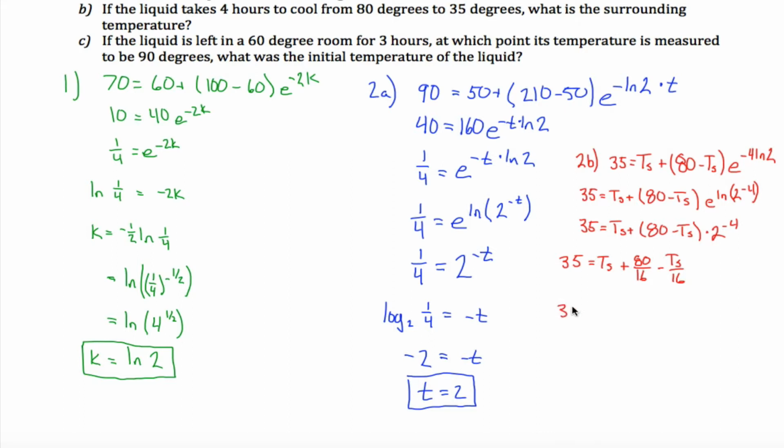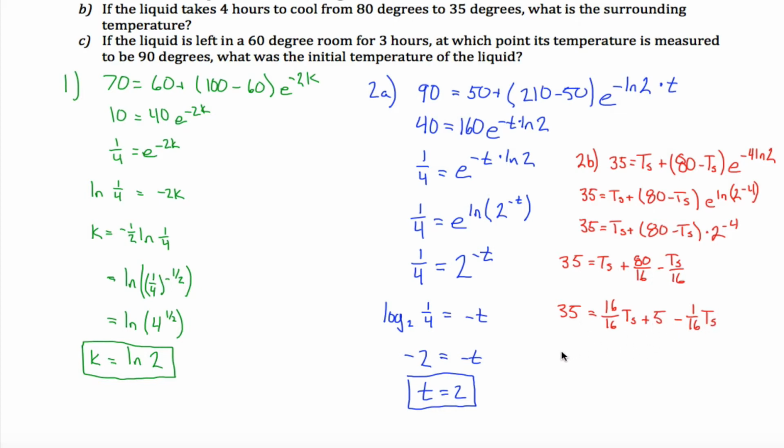So I got 35 equals maybe 16/16 of T sub S. That's what this is. Plus 5. Minus 1/16 T sub S. And so really all I did was simplify each of these guys. I rewrote this in an equivalent form, this, and this. But the reason I wrote it like this is it might make it easier to combine like terms now.